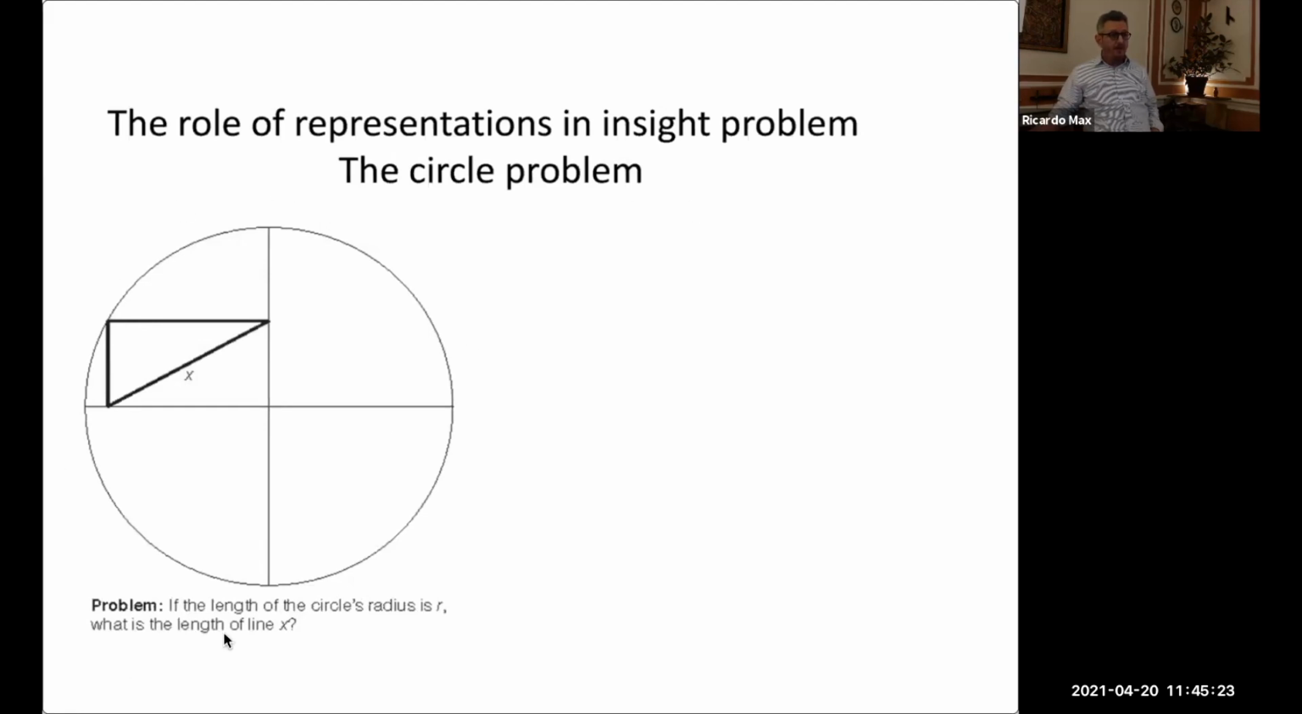This is an example of how we use analogies and representations, abstract representations. The question here is, given the radius of this circle, what is the length of x? Anyone can see it? Anyone can try? We want to know this length in comparison to the radius of the circle. Anyone can solve it?